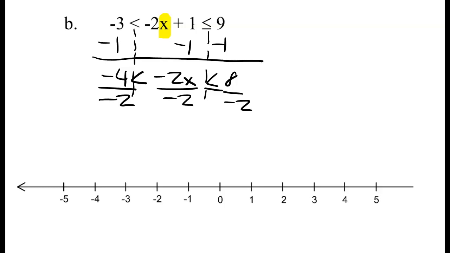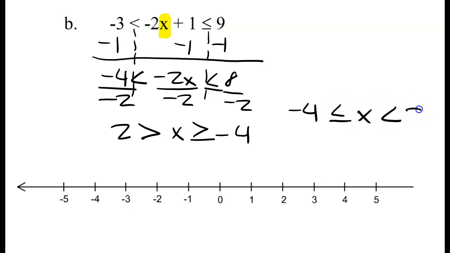So let's work left to right. We've got -4 divided by -2. That's a +2. Then I have to flip my sign, so it's facing the opposite direction. -2x divided by -2 is just x. And then 8 divided by -2 is -4. Don't forget we have to flip both of our signs, so now it becomes a greater than or equal to symbol. The more proper way to write this is with the lesser number on the left side. So I'm going to write -4 is less than or equal to x is less than +2.